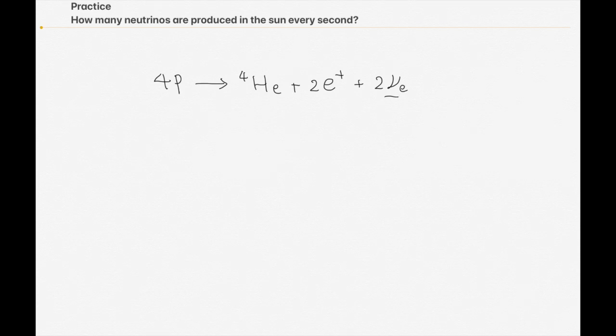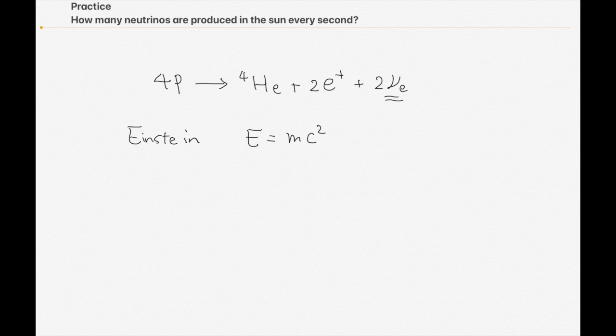So this is today's question. This is the net reaction of the pp chain: 4 protons react to form helium-4, 2 positrons and 2 neutrinos. We use the famous equation derived by Einstein, which you can easily remember as E equals mc squared. We use this equation to calculate the energy generated by the pp chain.